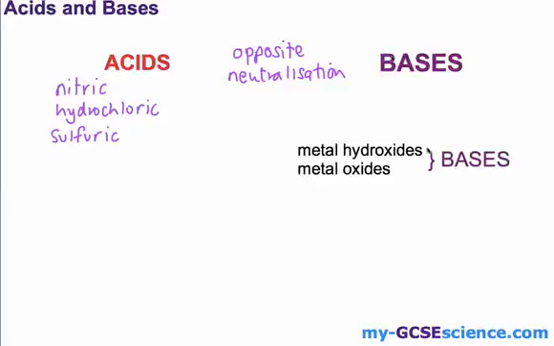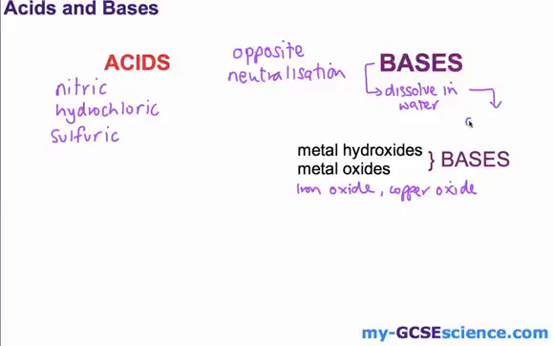Well, all metal hydroxides are bases and all metal oxides are bases. So an example we could give, or something that we've come across for metal oxide, is iron oxide, and another one we've worked with is copper oxide, and these are bases. Now sometimes bases can dissolve in water, and if they dissolve in water we say they are an alkali. So a base that can dissolve in water is called an alkali. So you may have seen these words used interchangeably, but you should know the difference between the two.